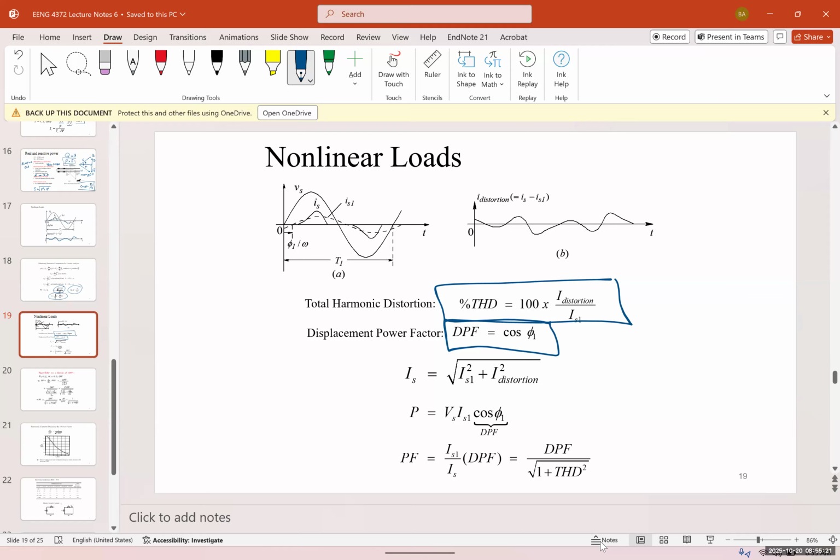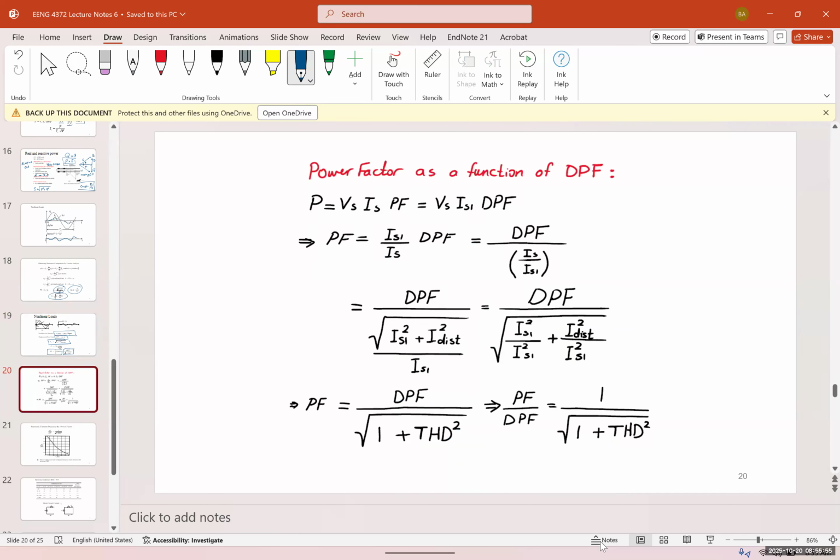So IS would be IS1 squared plus I distortion squared. And P, which is the real power, is going to be VS IS1 cosine of phi 1, which is the displacement power factor. Therefore, the power factor would be IS1 over IS times the displacement power factor. In other words, the power factor is going to be the displacement power factor over the square root of 1 plus the total harmonic distortion to the power of 2. And this is the proof for it.